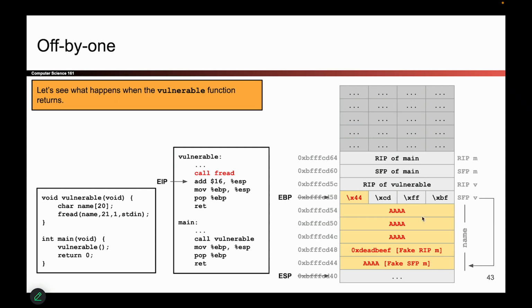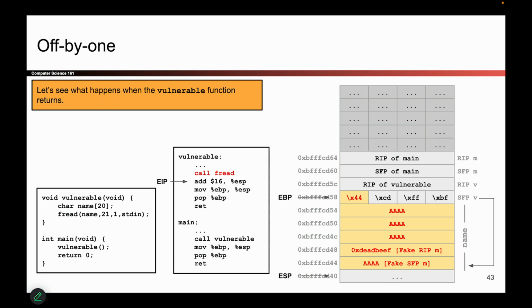Put another way, if you look at the RIP of vulnerable, we didn't touch that at all. So when we return from vulnerable, that's not going to execute shellcode, but when we return from main, that is going to execute shellcode. So we're going to have to execute two sequences of function returns to cause this program to execute shellcode. We have to return from vulnerable, and we also have to return from main. So let's see those two returns in action to really understand why this is causing shellcode to execute.